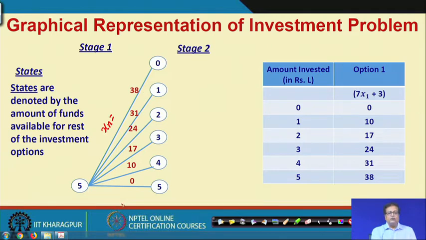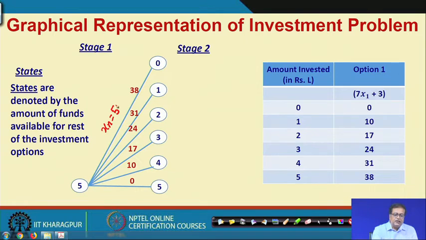What is the x n value at stage 1? If we have here the state 5 to state 0, if we move from stage 1 to stage 2, this should be how much?